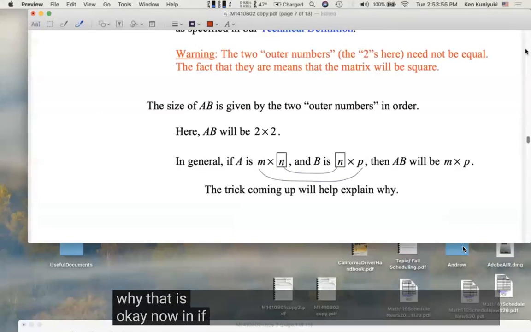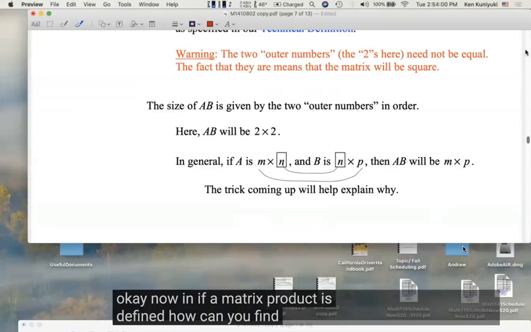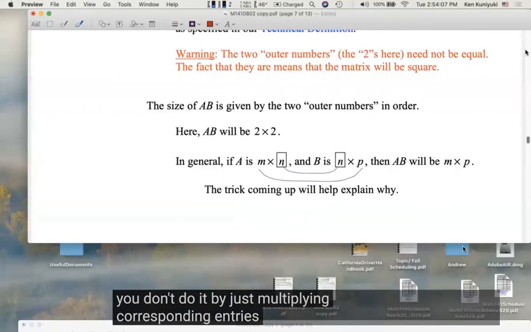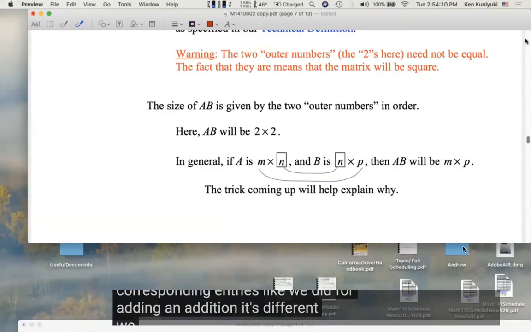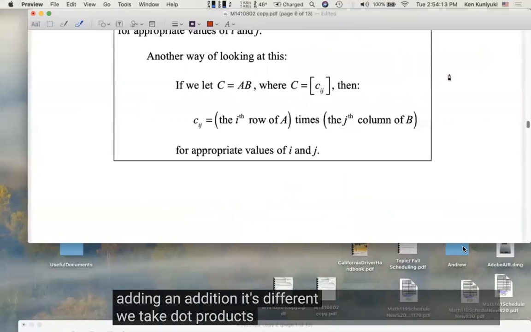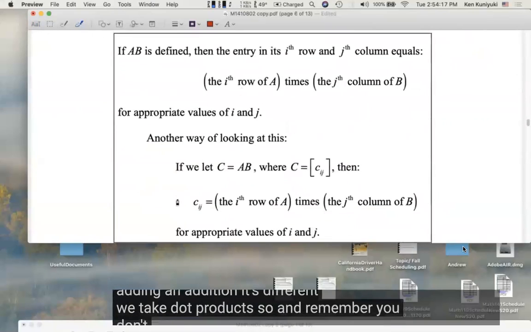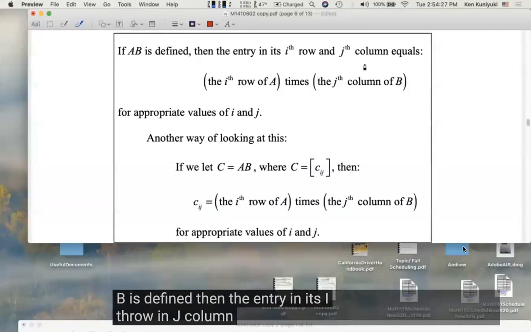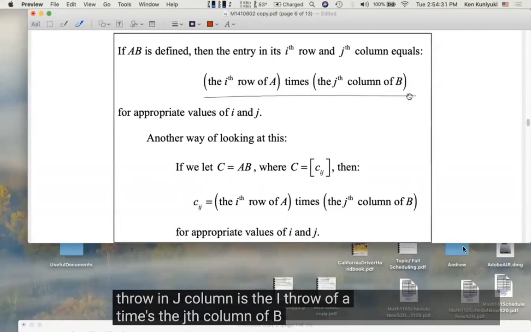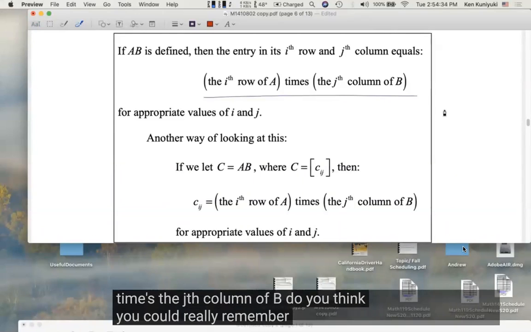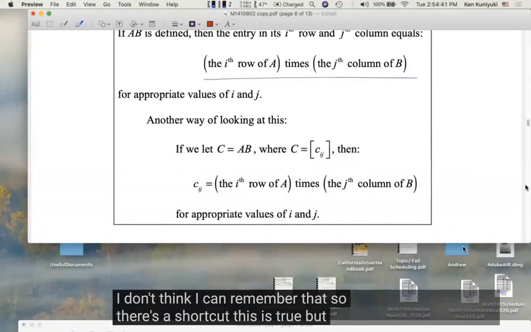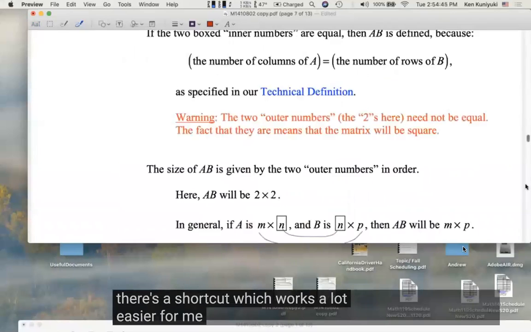Okay, now, if a matrix product is defined, how can you find the entries in that matrix product? You don't do it by just multiplying corresponding entries like we did for matrix addition. It's different. We take dot products. And remember, you don't have to remember this. I'm going to show you a shortcut, but here's the long way, the harder way. The book way: if AB is defined, then the entry in its ith row and jth column is the ith row of A times the jth column of B. Do you think you can really remember that? Me neither. So there's a shortcut. This is true, but there's a shortcut, which works a lot easier for me.